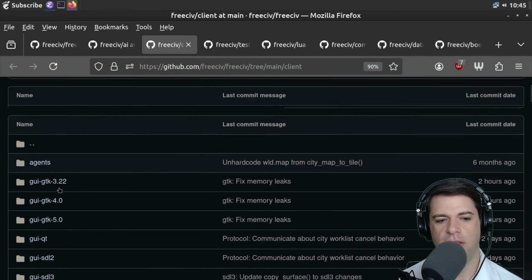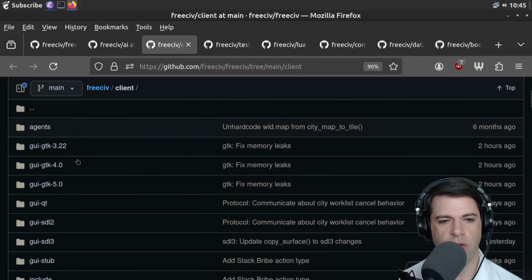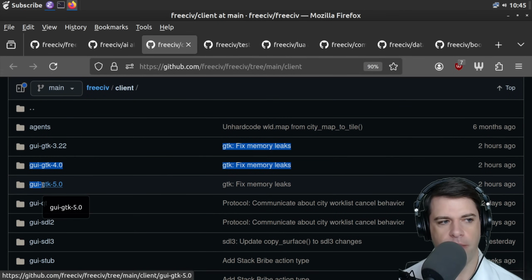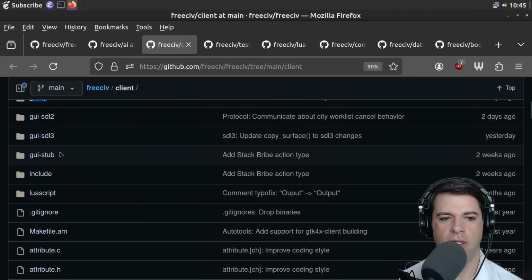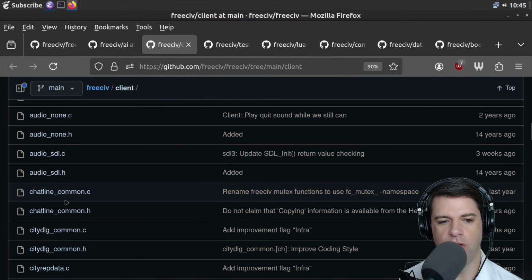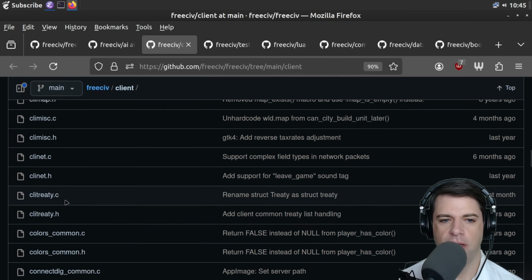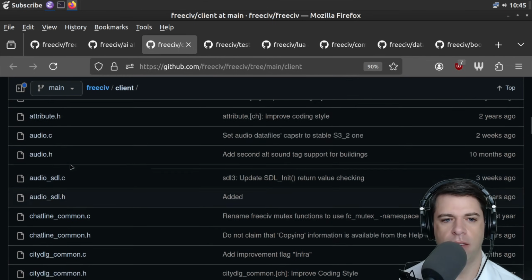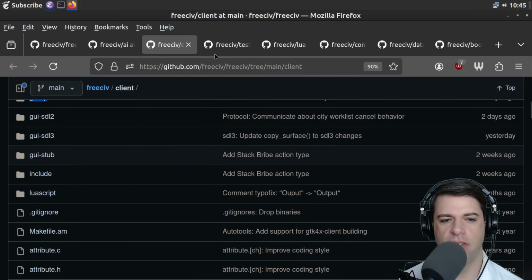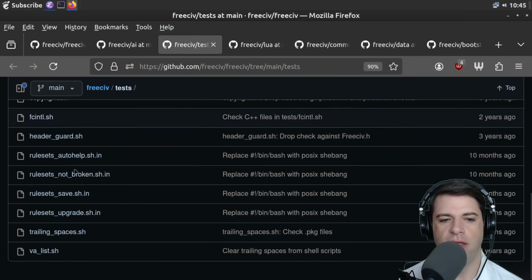Let's double check client. This is mainly GUI stuff. We have a GTK GUI, or rather, three of them. We have Qt GUI. I don't know what SDL is. Here's a stub that might be common to everything. And then we have includes and Lua script. We have things like chat, but I'm going to guess that's the GUI side of chat. So we're going to kind of plow along and see if we can find anything especially interesting.